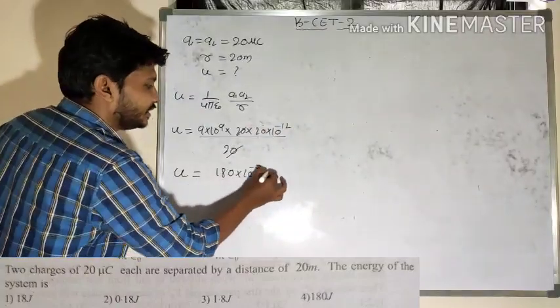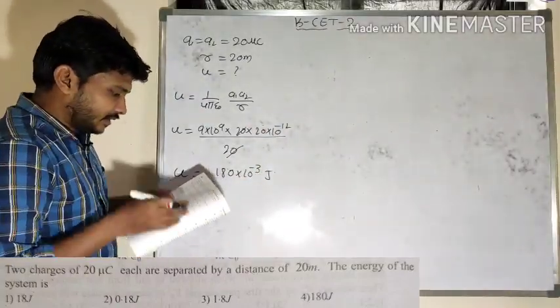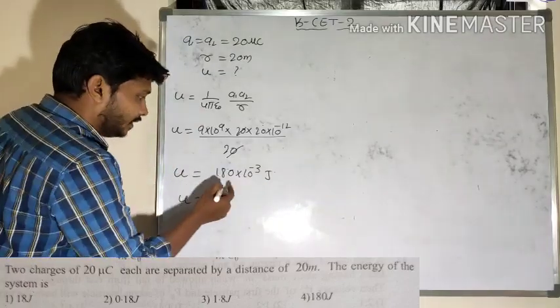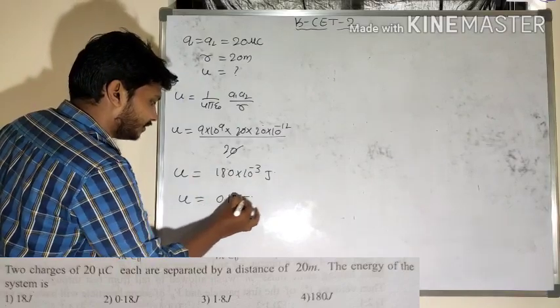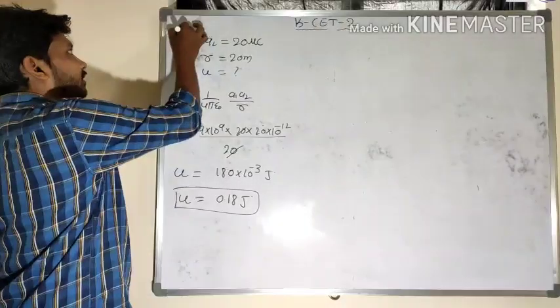So energy means in terms of joules here. So we'll look at the options: 18 joule, 0.18 joule, 1.8 joule and 180 joule. So which will be the right answer? 0.18 joule here. What is the answer here? 0.18 joule here.